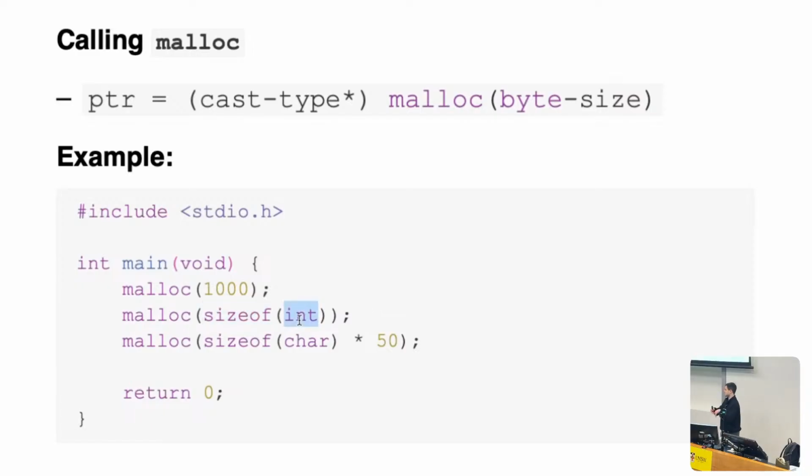So this is great because it's very expressive. So this will calculate 4 bytes and pass that to malloc. So this is basically the most simple invocation of malloc. This is like saying int x equals 5, or actually it's just saying int x.